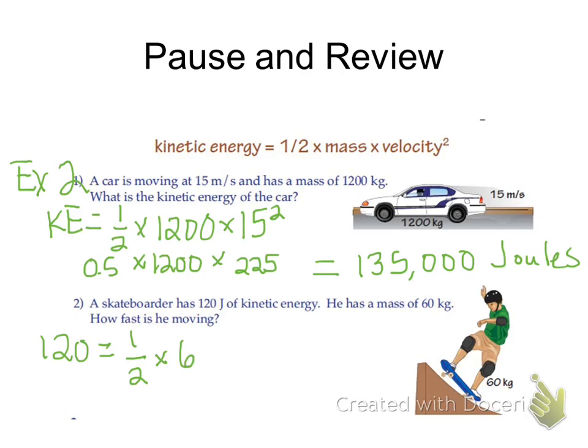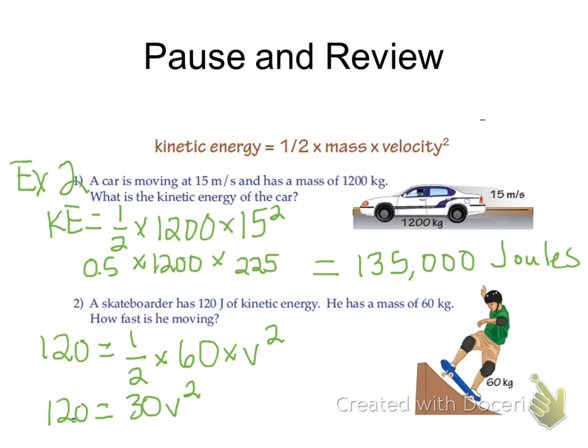Is that right? And then we got our what? Squared. V squared. All right, so originally when we set that up, that's how we set it up, okay? You are copying this down. All right, so 120 equals, what's 1/2 of 60? 30. 1/2 of 60 is 30, so I got 120 equals 30 V squared.